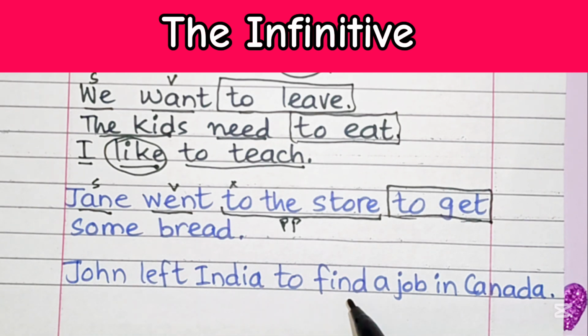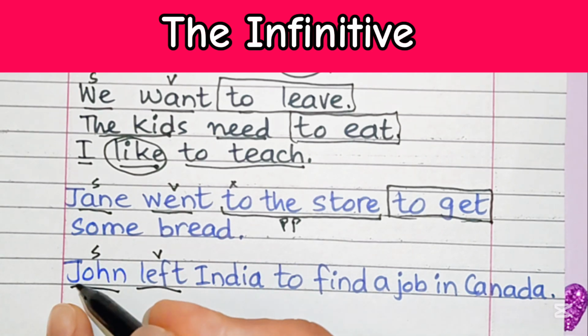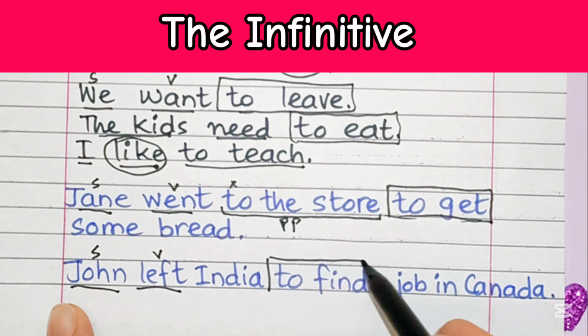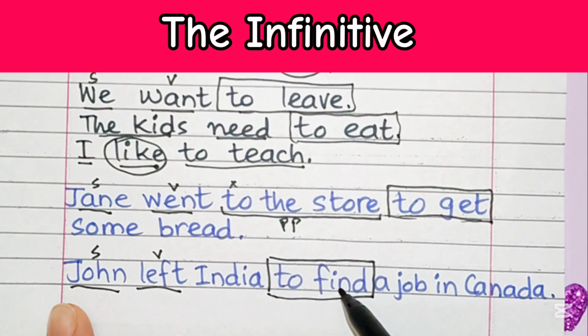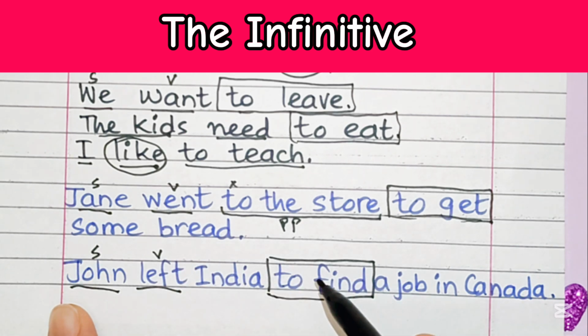John left India to find a job in Canada. Over here, John is the subject and this is the verb left. John left India to find. This is to followed by the simple form find, to find, which is an infinitive. John left India to find a job in Canada. So the question to this answer would be, why did he leave India? So the reason was to find a job. The infinitive to find explains why he left India.